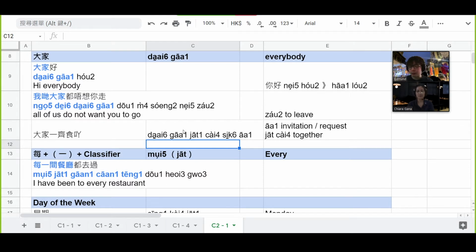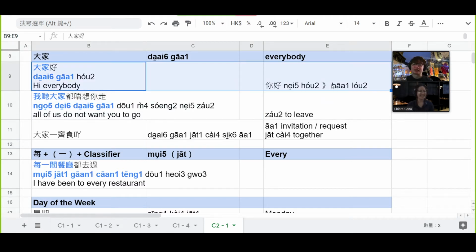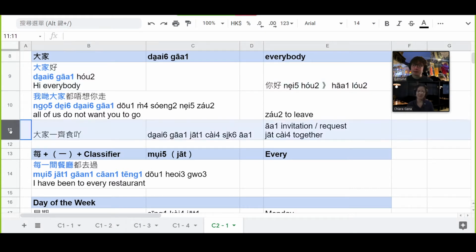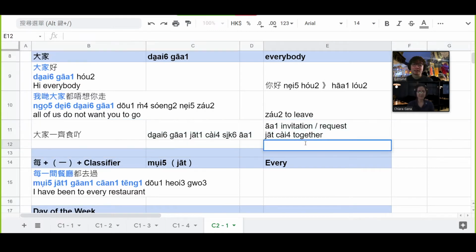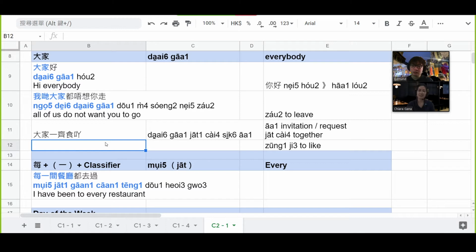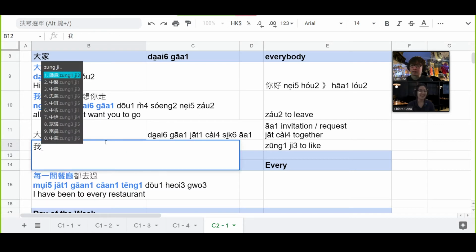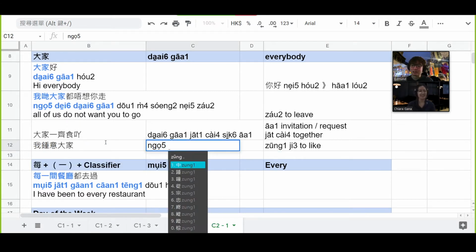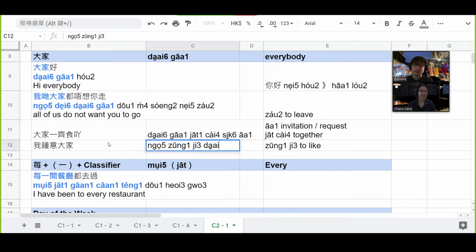There are not many sentences that I'm thinking of using everybody. I think this is the first one that I can think of. 大家好. Let's say I like everyone. 中意 is to like. 我中意大家. I like everyone.